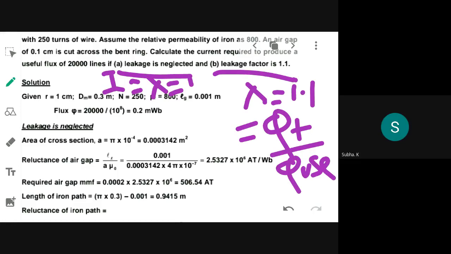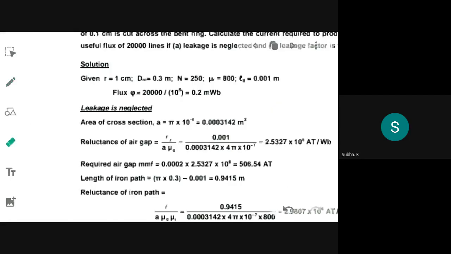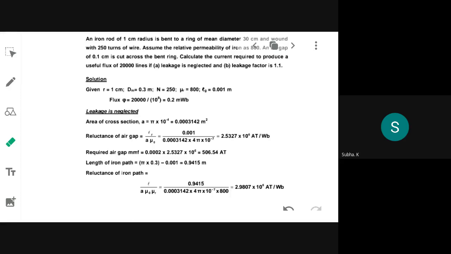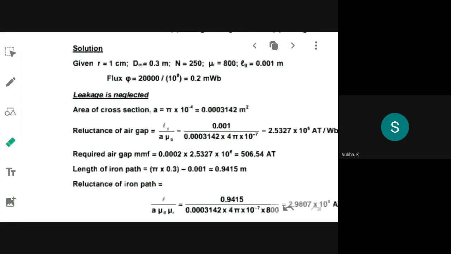First case when the leakage is neglected totally. Second case when the leakage factor is 1.1. So like in the previous problem, you have to solve here also. Again, you have to sum up the two reluctances, and you need to find out current. But here the area is not directly given. So how will you calculate the area? Area is not directly given, but instead of direct data of area, they have given radius.